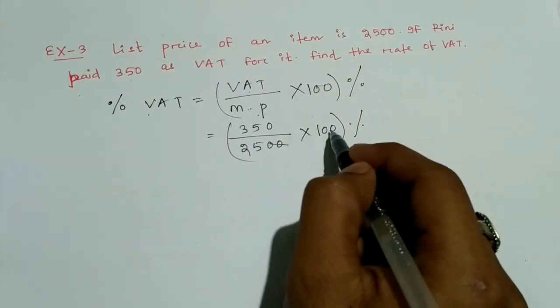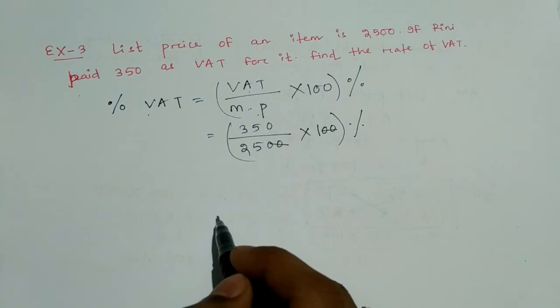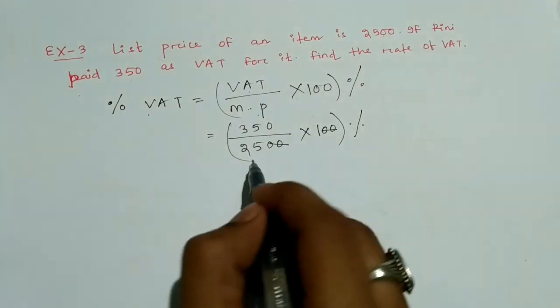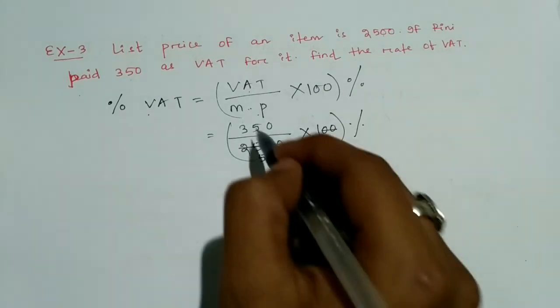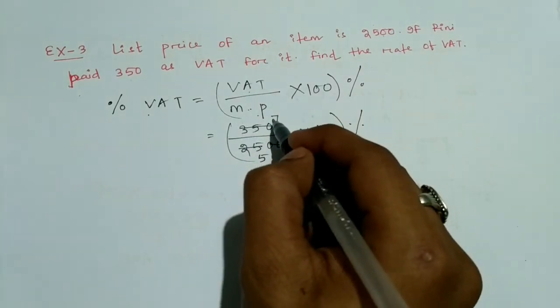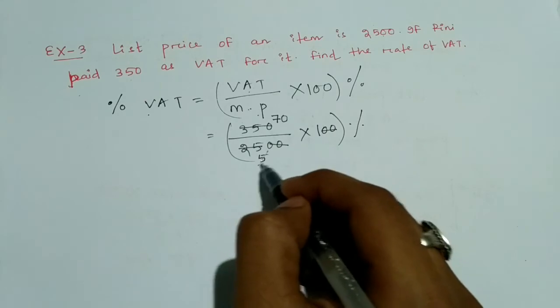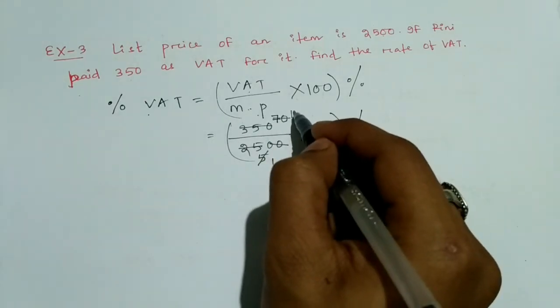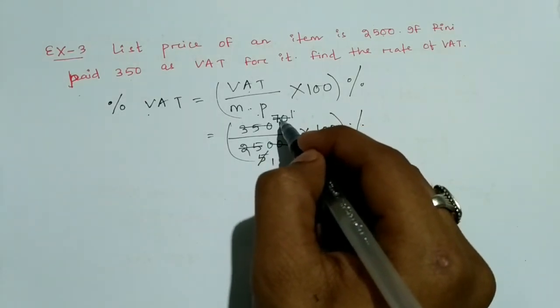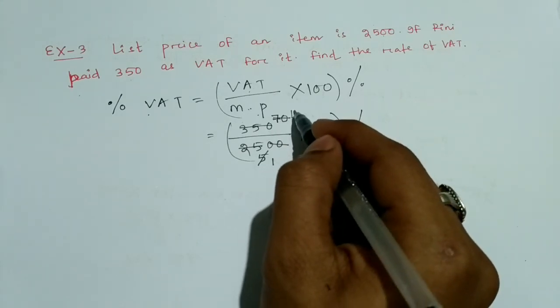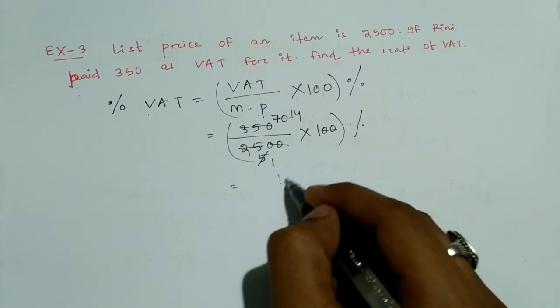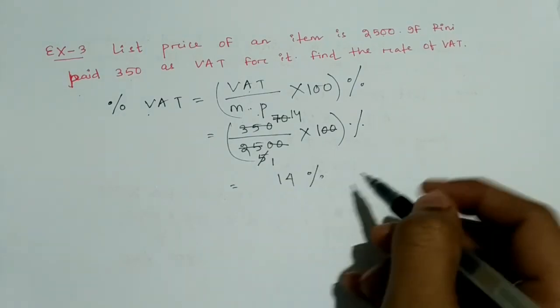So 00 got cancelled, and let it be cancelled by 5. 5 5s are 25, 5 7s are 35, 0. Okay, 5 1s are 5, 5 2s are 10, 5 4s are 20. Okay, so it will be 14 percentage.